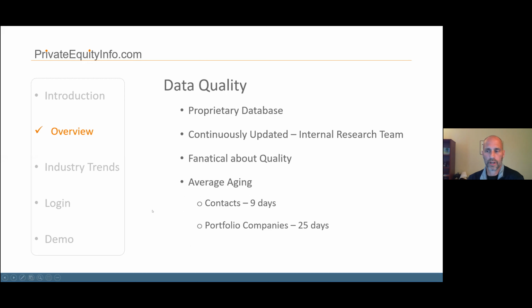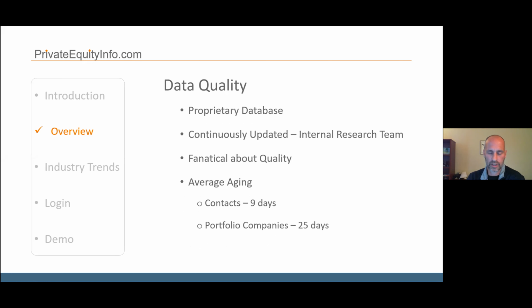A quick point on data quality. This is a proprietary database to us. We're finishing our 16th year in business. So we've been around a while. We continuously update it with our internal research team. We're absolutely fanatical about our data quality. In fact, I'm pretty sure we overspend there, but we want to make sure it's right.